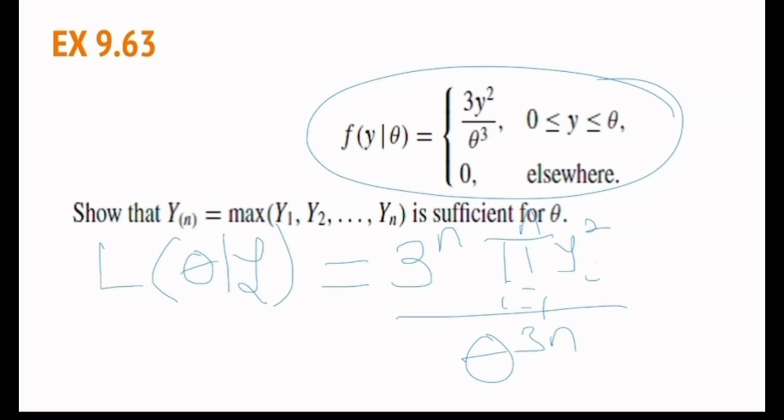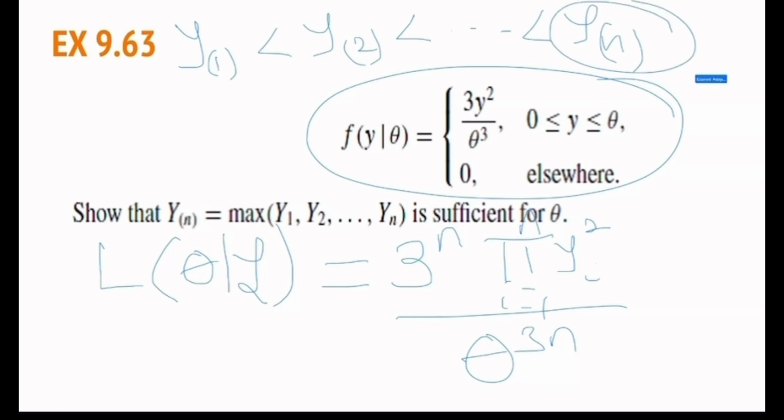If this is the likelihood, and we arrange the sample observations in ascending order of magnitude, or in descending order of magnitude, you can figure out the minimum and the maximum. Y1 is going to be less than Y2, and so on, after ordering. So this one is going to be the maximum order statistic.